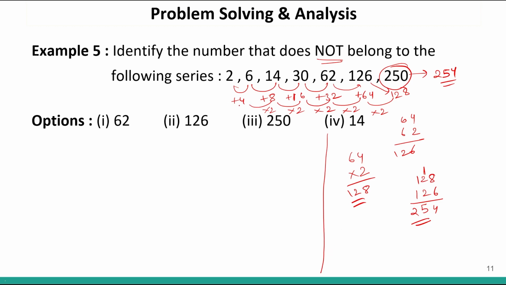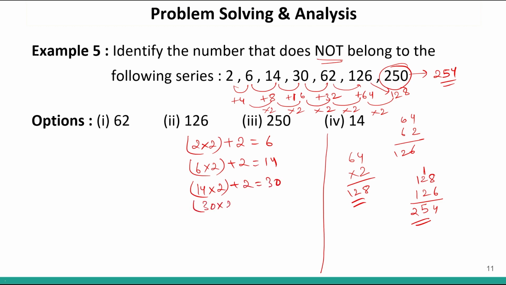One way is I can see this is plus 4, plus 8, plus 16, plus 32. So each number is being multiplied by 2. Another way to represent it is 2 into 2 plus 2 will give me 6. So this will be 4 plus 2 will give me 6. Similarly, 6 into 2, 12 plus 2 will give me 14. Similarly, 14 into 2 will give me 28 plus 2 will give me 30. 30 into 2 will give me 60 plus 2 will give me 62.